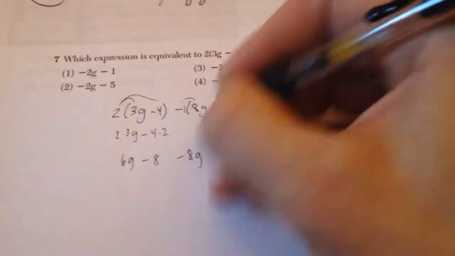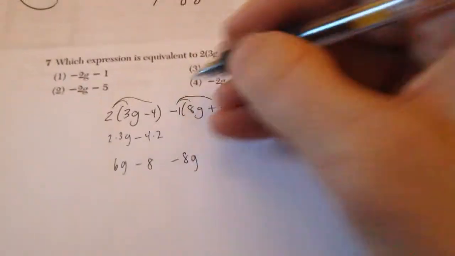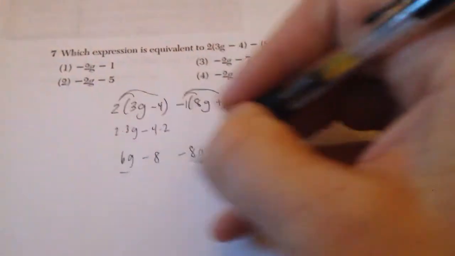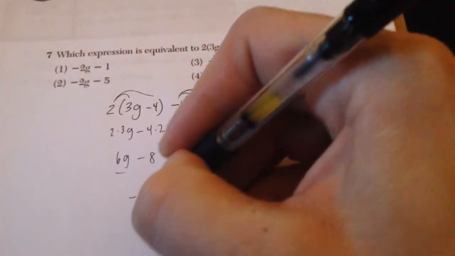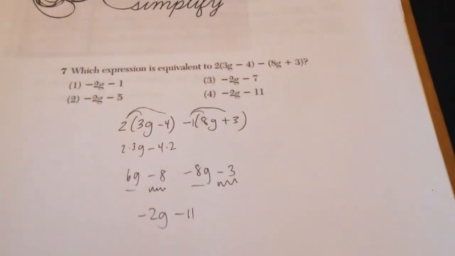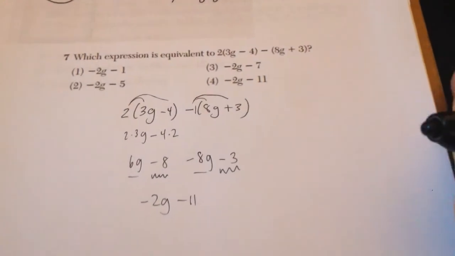Now, because of this minus sign, it's like distributing a negative 1, so I'm going to say minus 8g, and then a negative 1 times this positive 3 is going to be like saying minus 3. So 6g minus 8g is negative 2g. Negative 8 minus 3 is going to be negative 11. So this comes out to choice number 4.